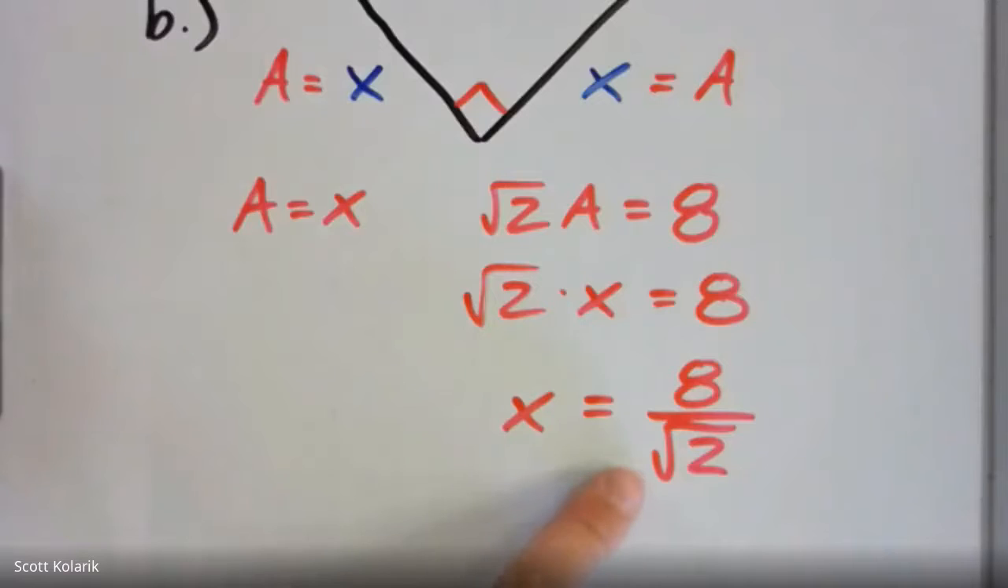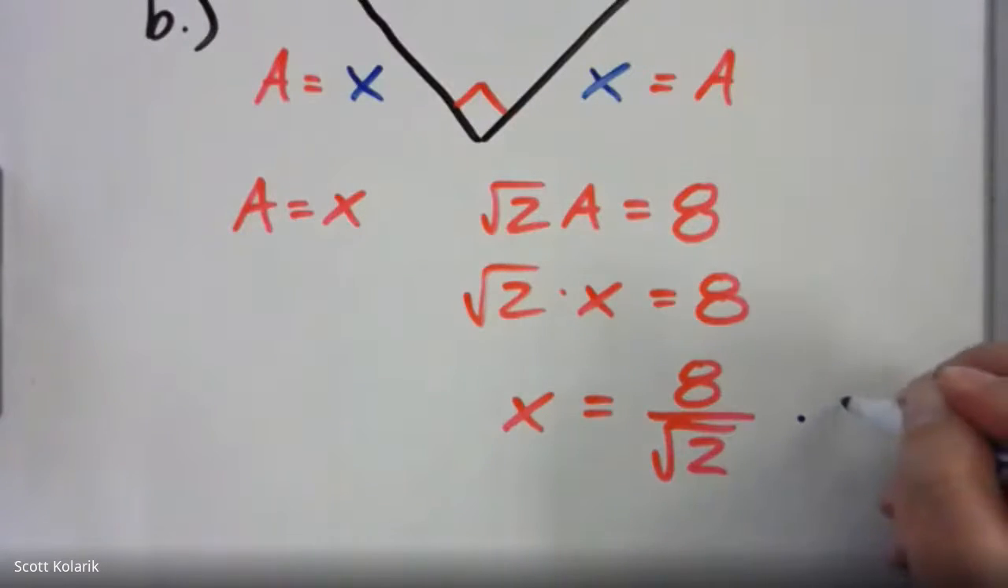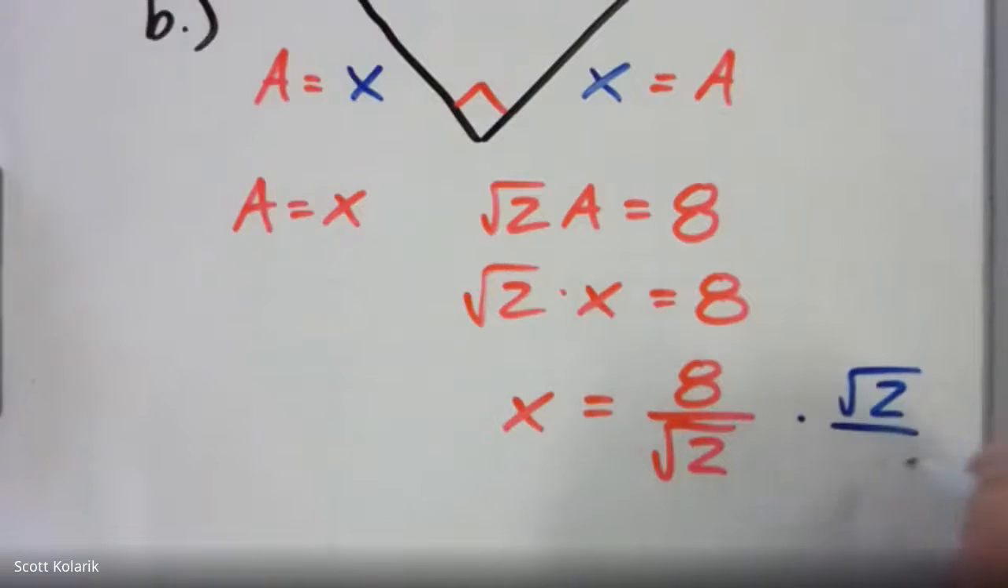If you recall from a previous unit, what we're not allowed to have is a radical or a root here in the denominator. So how do we get rid of it? This is a procedure called rationalization. What I'm simply going to do here is multiply by whatever that denominator is by itself, in numerator and denominator form.